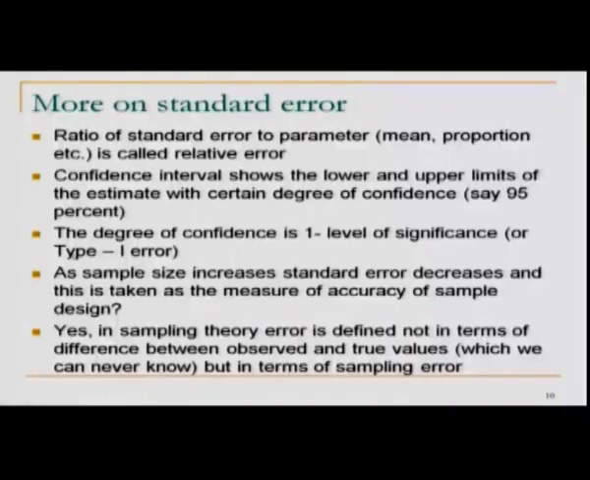More on standard error. If you look at reports of NFHS, you will find they have given estimates of means, estimates of proportions, standard error, and also relative error. This ratio of standard error to the parameter mean or proportion is called relative error, because the amount of sampling error makes sense only in relation to the mean or proportion value of the parameter.